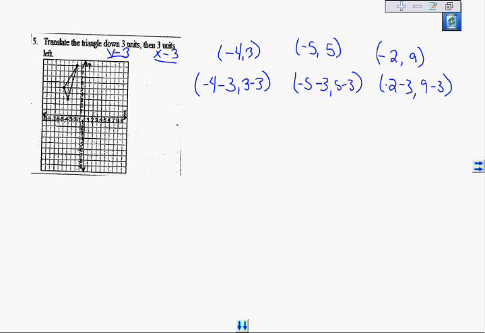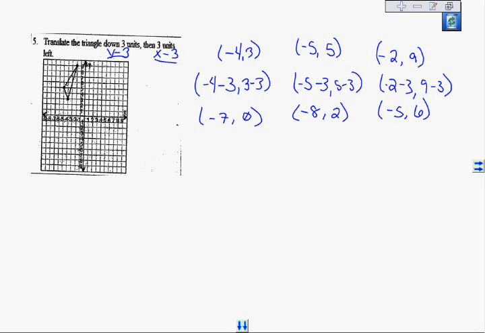Now I can find my new coordinates. Negative 4 minus 3 is negative 7. 3 minus 3 is 0. Negative 5 minus 3 is negative 8. 5 minus 3 is 2. Negative 2 minus 3 is negative 5. 9 minus 3 is 6.